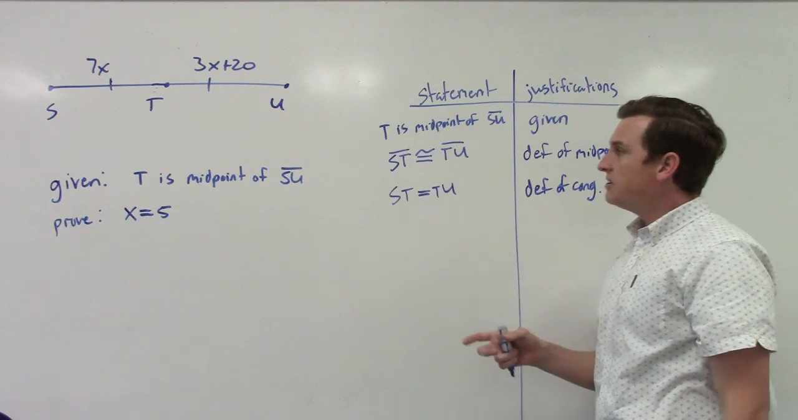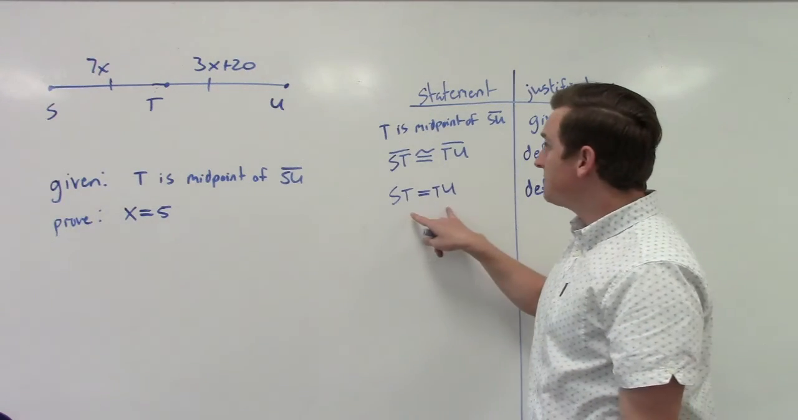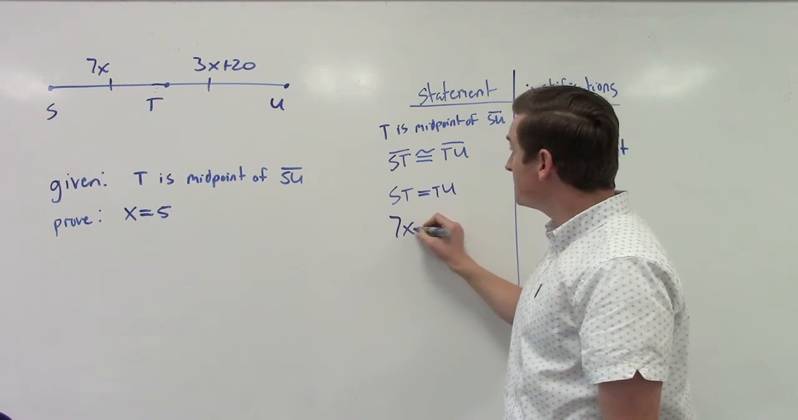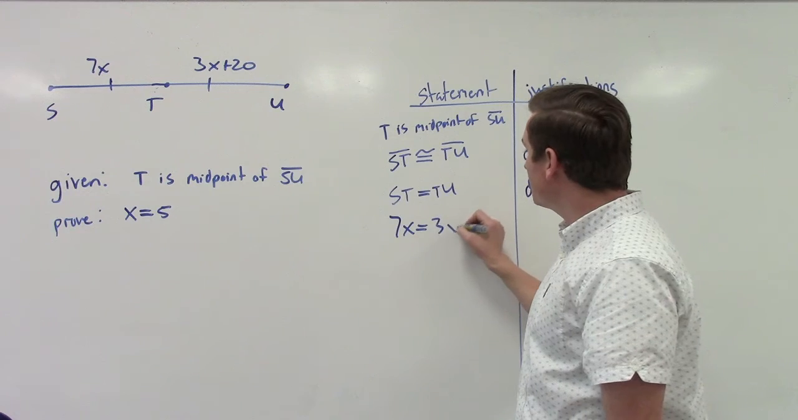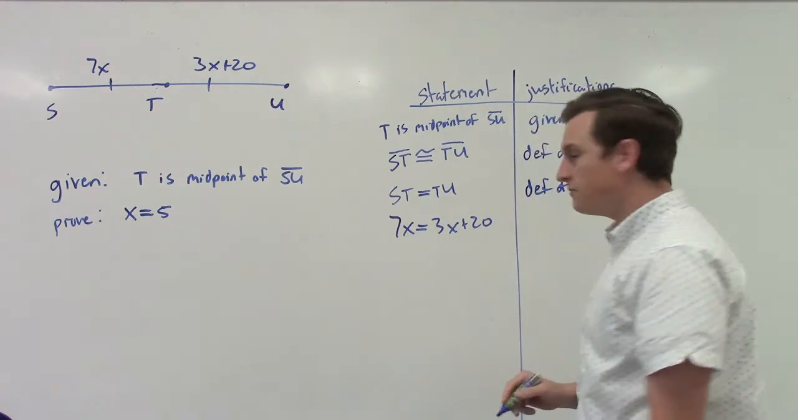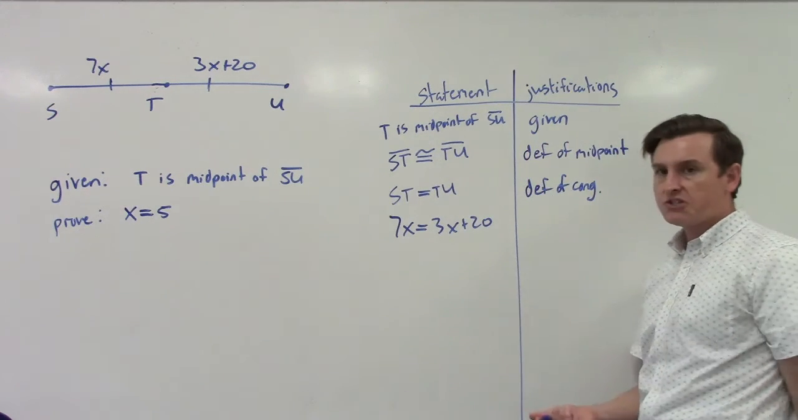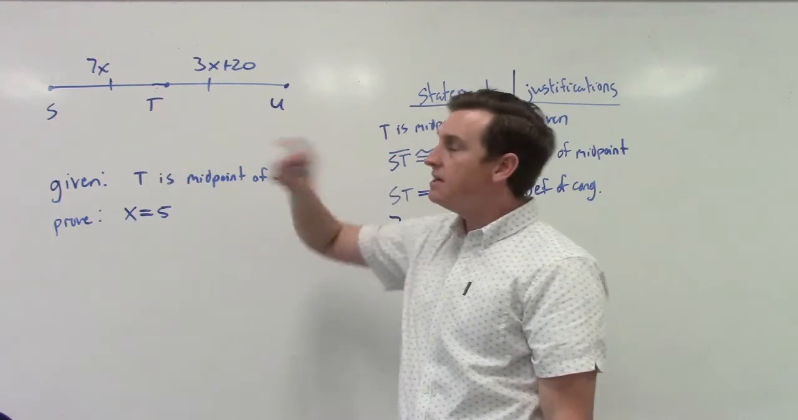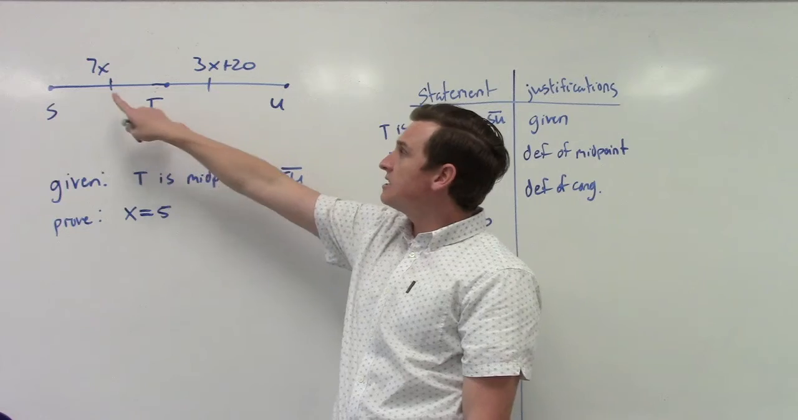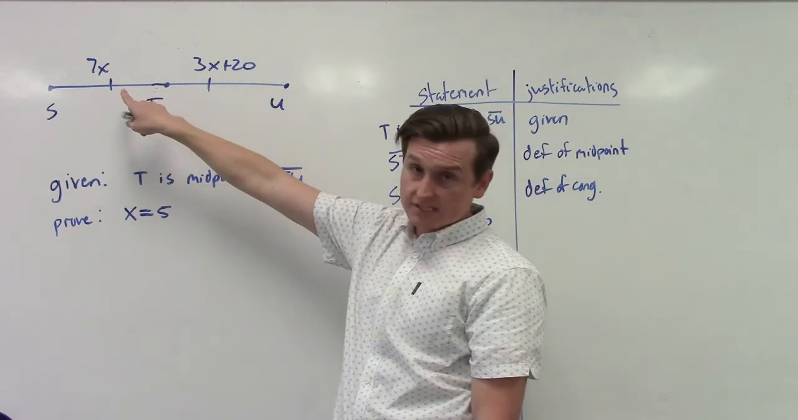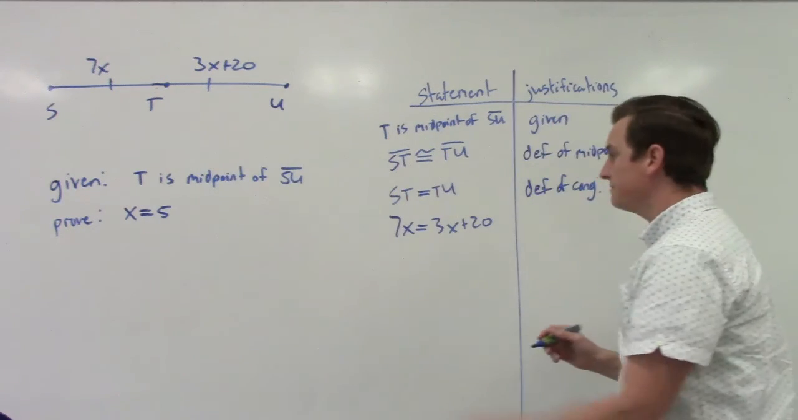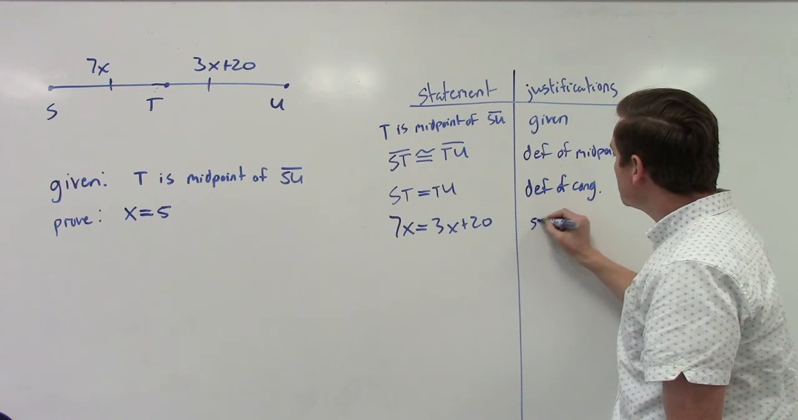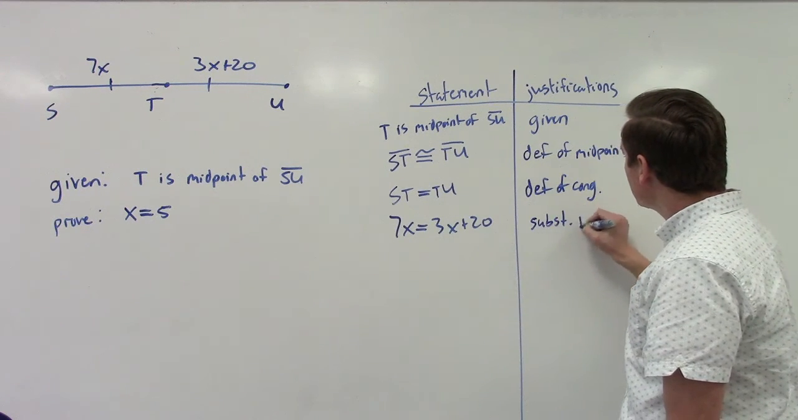All right, the next thing we can do here is we can just do a substitution, right? We can say, well, ST, the measurement, is equal to 7x, so I can do this. TU is equal to 3x plus 20. Right? And what do we do there? That's the substitution property of equality. I'm allowed to substitute something with what it's equal to. And this figure tells me that ST, the measurement, is equal to 7x. So we kind of have to read that figure. So this is substitution, prop of equality.